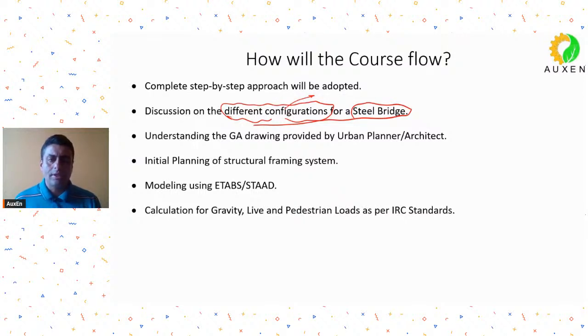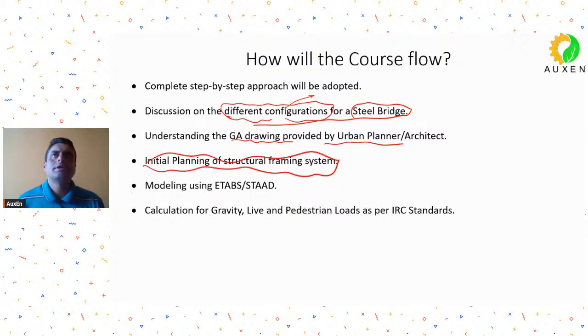So we will have some basic conceptual discussions to begin with. Then we will see the general arrangement drawing. I just showed it to you, the general arrangement drawing. So we will discuss and understand the GA drawing provided by the urban planner. Then we will come up with a structural framing system and we'll plan it. Then we will use the software for modeling.